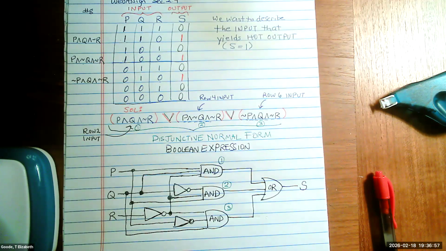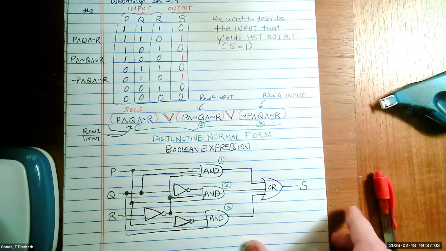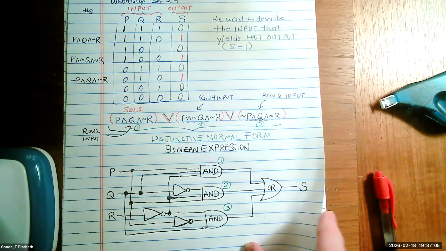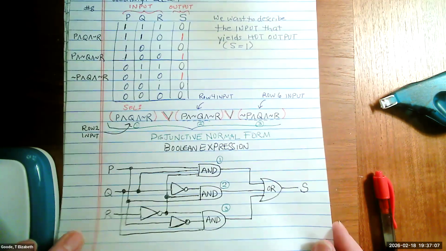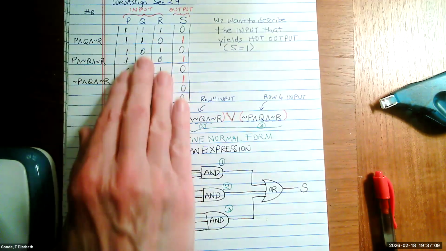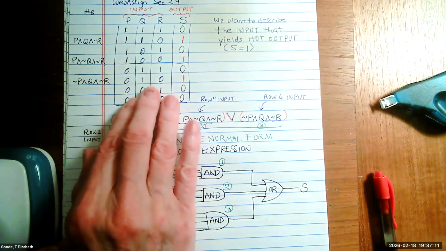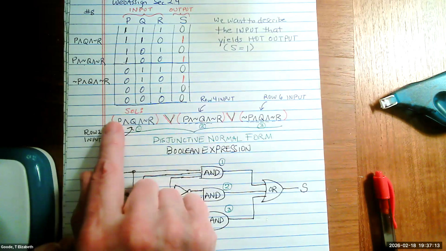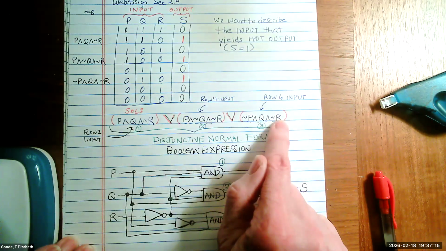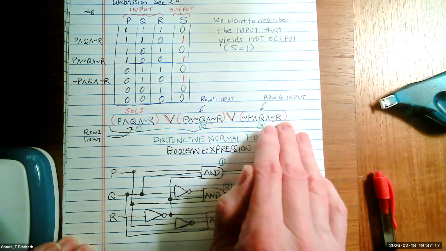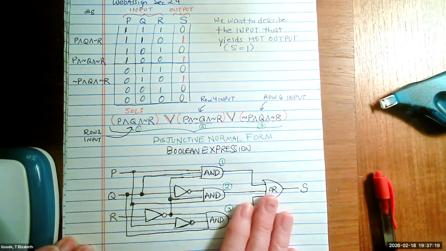Well, it occurred to me that I can spend this time and show you something else. You see, what we've done so far is we were given an I/O table. From the I/O table, we wrote the Boolean expression. Once you have the Boolean expression, you should be able to draw the circuit.